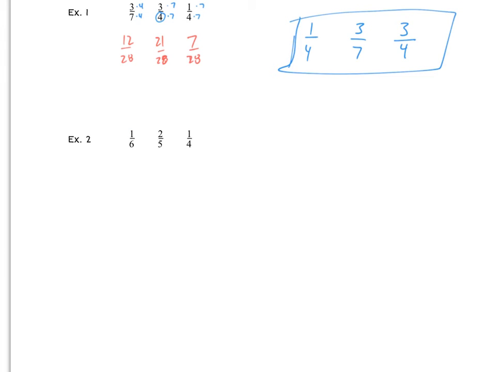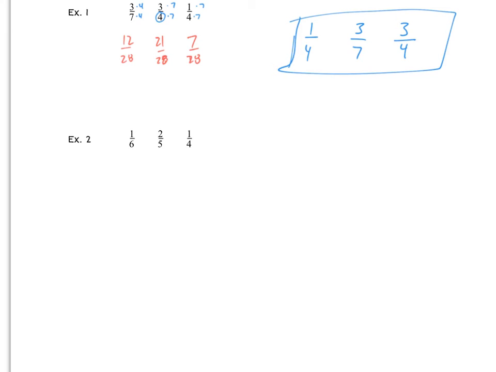Okay, so let's look at this next one. 1/6, 2/5, and 1/4. This one you might know, maybe you don't. So what would be a common denominator between 6, 4, and 5? Not a common factor, a common denominator. Now we're going to do multiples. What does 6 fit into, 5 fit into, and 4 fit into? 30? 5 fits into 30, 6 fits into 30. What about 4? No, 4 doesn't.